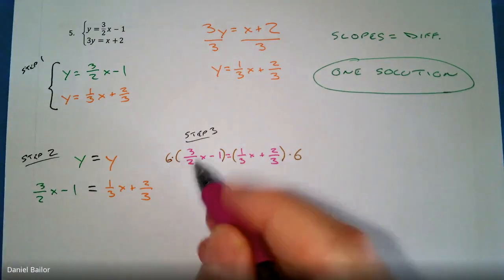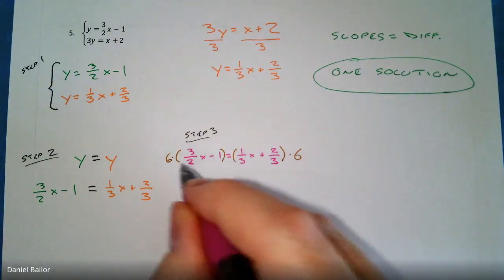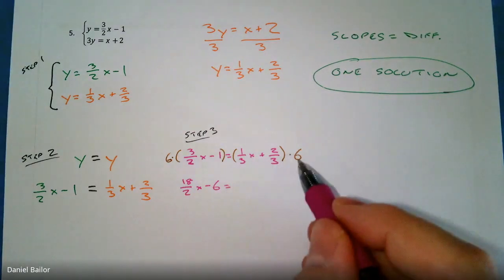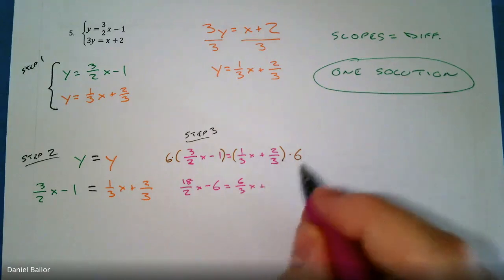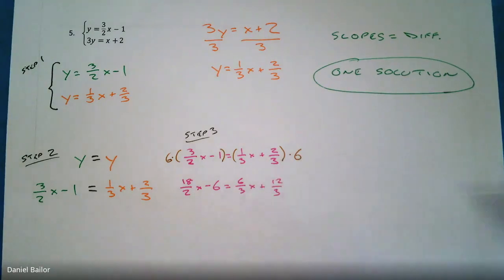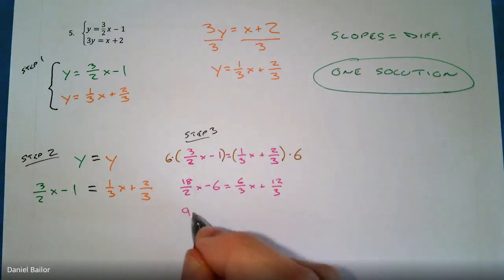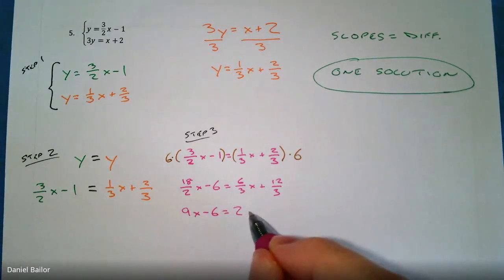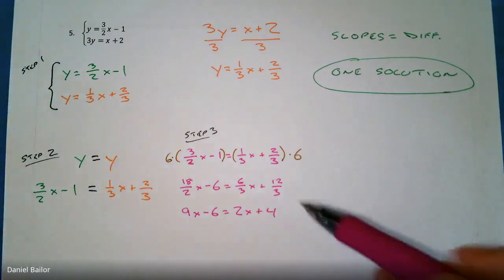Because 6 times 3/2 turns into 18/2x. Minus 1 times 6 is minus 6. 1/3 x times 6 is 6/3 x. 2/3 times 6 is 12/3. And you'll notice this is all just division right here. 18 divided by 2 is 9, so we get 9x minus 6. 6 divided by 3 is 2, so we get 2x. Plus 12 divided by 3 is 4.